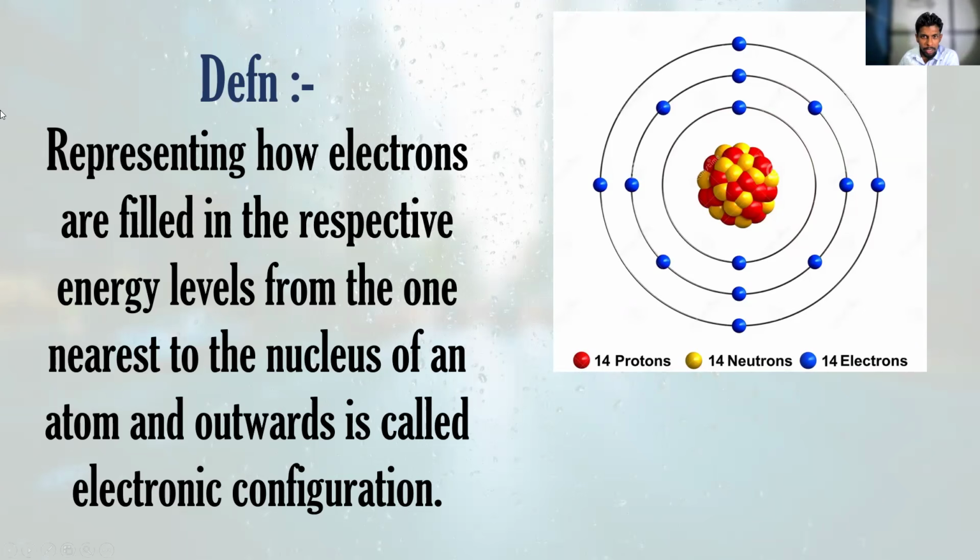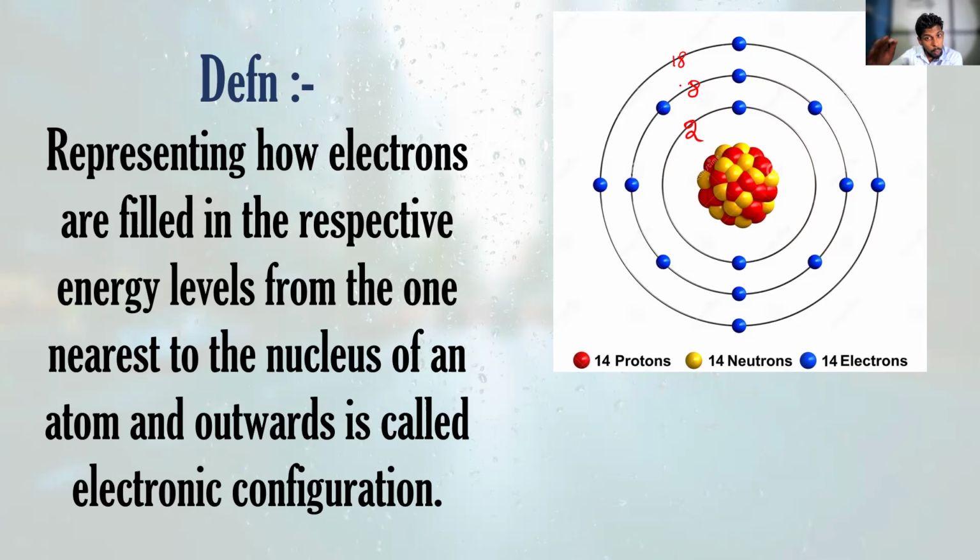Look at the picture here. As I already told you, in the first energy level we will have space for 2 electrons. In the second energy level, we will have space for 8 electrons. In the third energy level, we will have space for 18 electrons. According to that, we'll fill the electrons for sulfur. How many electrons are there for sulfur? 14 electrons are there.